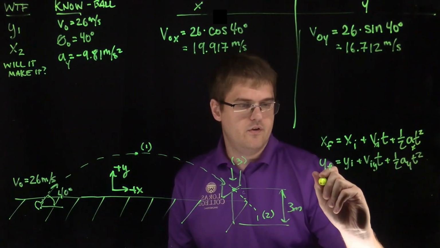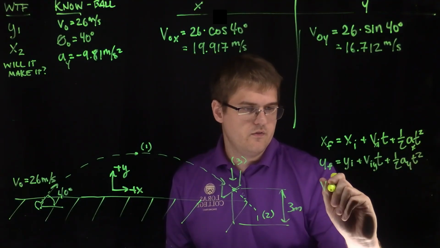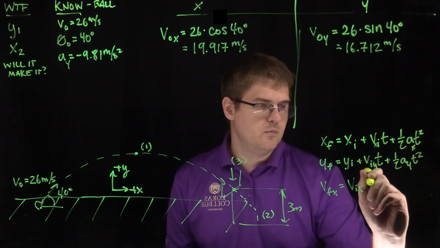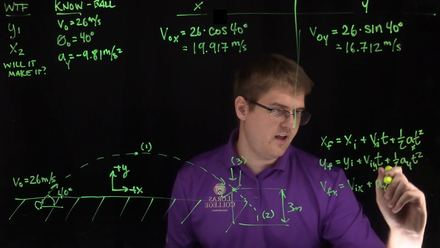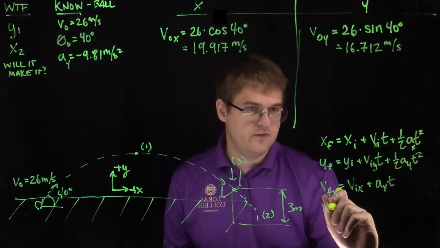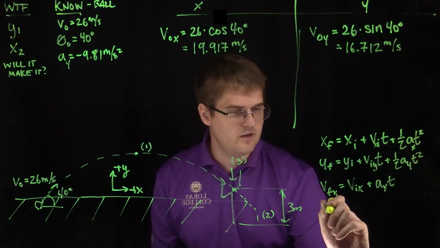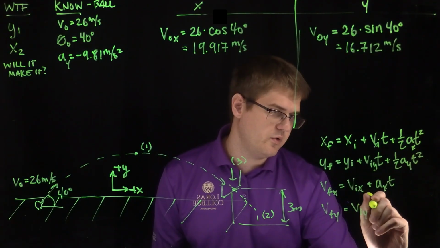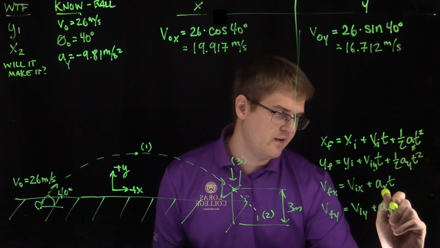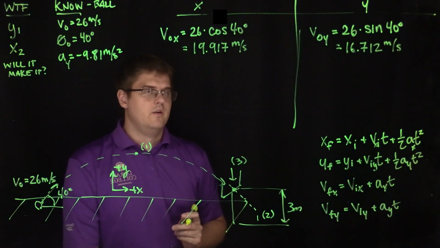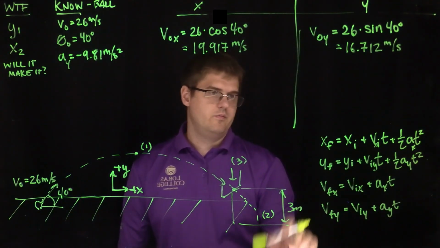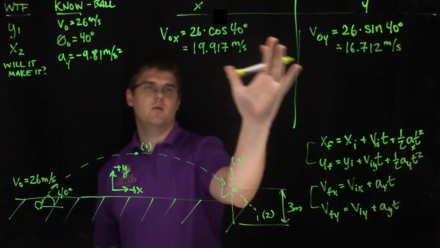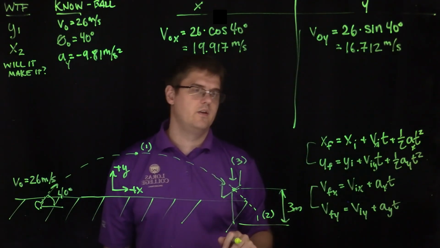And then I have my velocity final in the x is equal to my velocity initial in the x plus acceleration in the x times time. I can say the same thing, velocity final in the y is equal to velocity initial in the y plus acceleration in the y times time. These equations are the same equation. It's just whether I'm talking about it on this side or on this side.